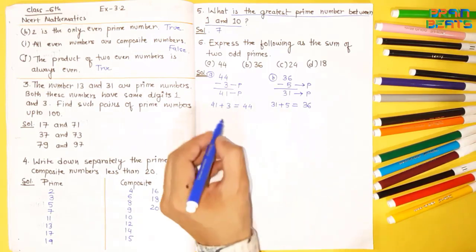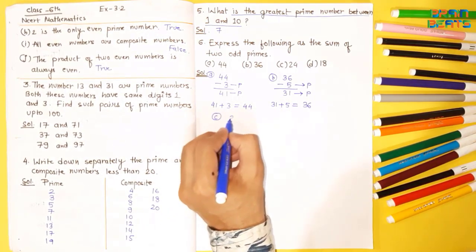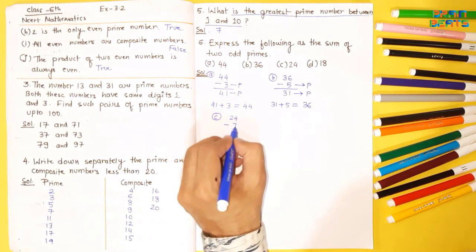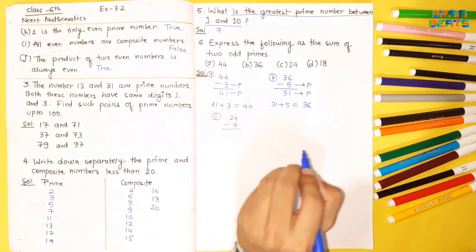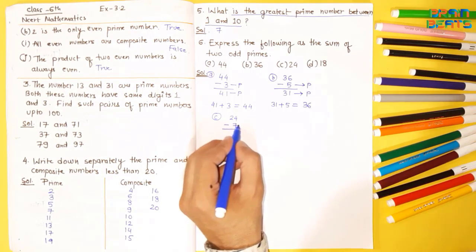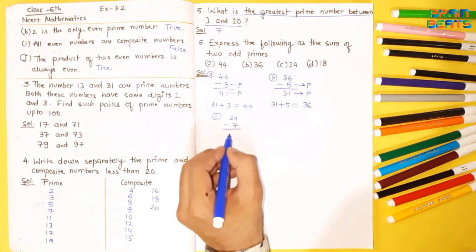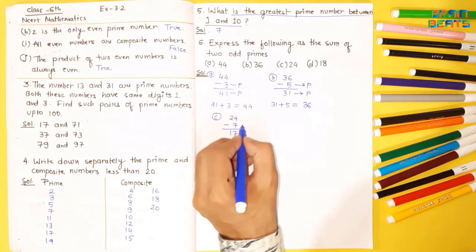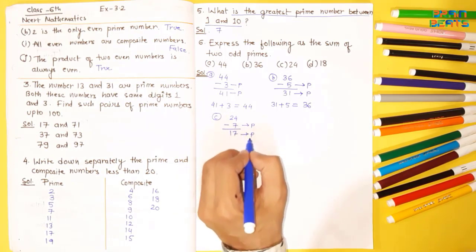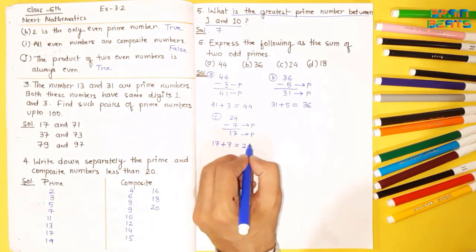Now question number C, that is 24. Now I am going to take another prime number out. You can take out 3 again, no problem. You can subtract 3 or 5 or any other prime number. So when I subtract 7, what will be the answer? 17 will be the answer. Yes, 7 is a prime number and 17 is also a prime number. So we can write 17 plus 7, that equals 24.